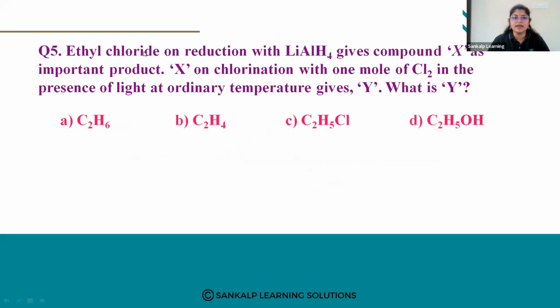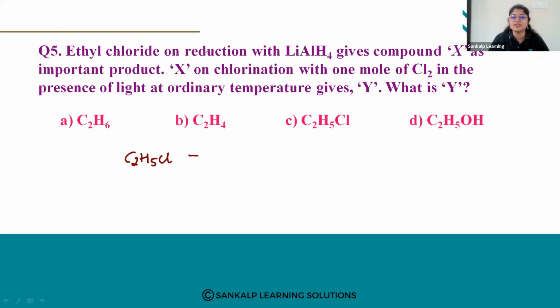So next question, ethyl chloride on reduction with lithium aluminum hydride gives compound X as the important product. X on chlorination with 1 mole of Cl2 in the presence of light at ordinary temperature gives Y. What is Y? So we'll go stepwise. Ethyl chloride, how will it be? C2H5Cl.